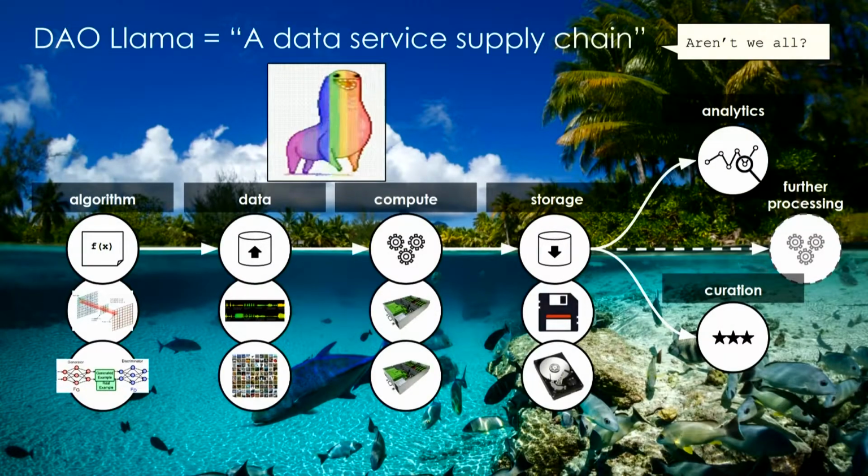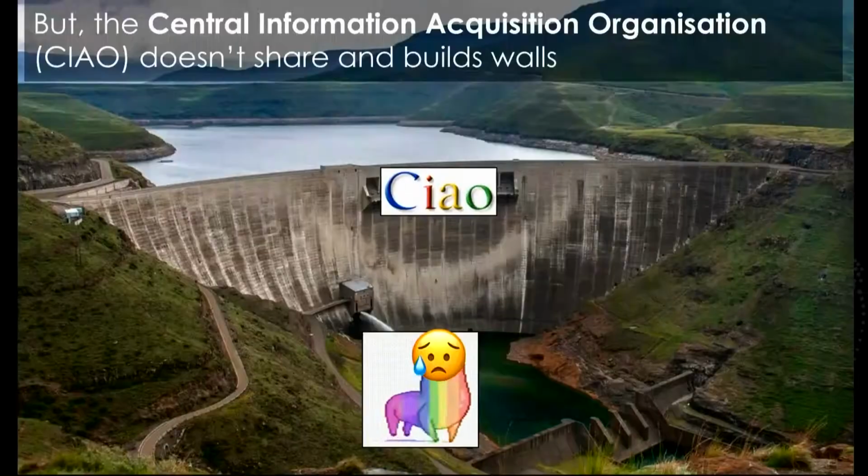And you can also think about curation. What's the relevance of data applying to algorithms? What's the relevance of algorithms applying to data? Different verticals, different use cases. But we're trying to be more generic. But there is one problem.